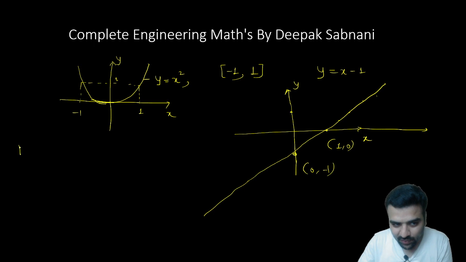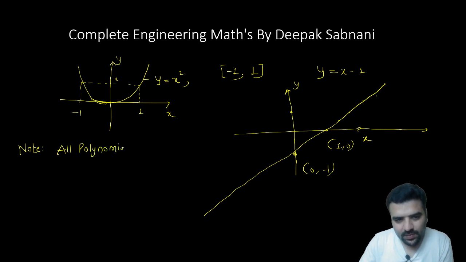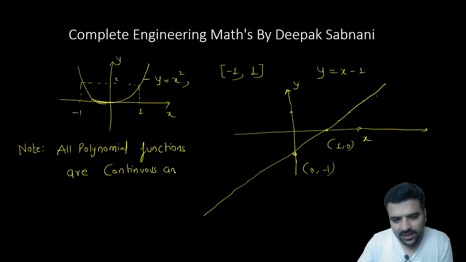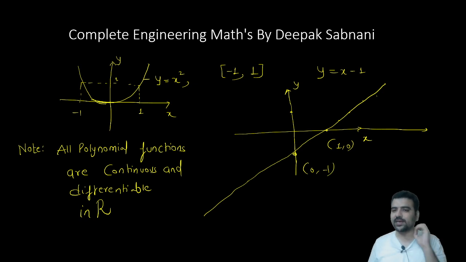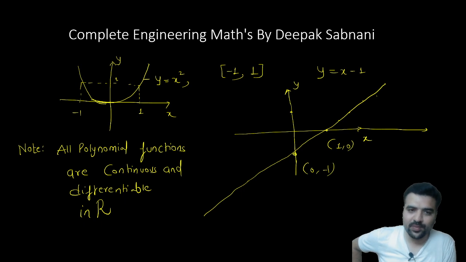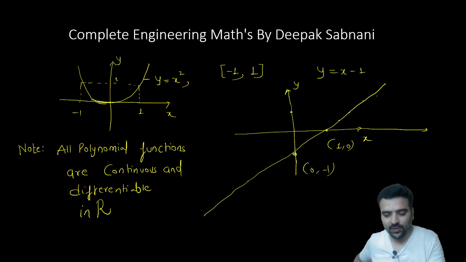So here, if you want, you can write a note that all polynomial functions are continuous and differentiable in R. R means the entire real axis. They are continuous as well as differentiable. There is no point at which they have a problem in differentiability or continuity.